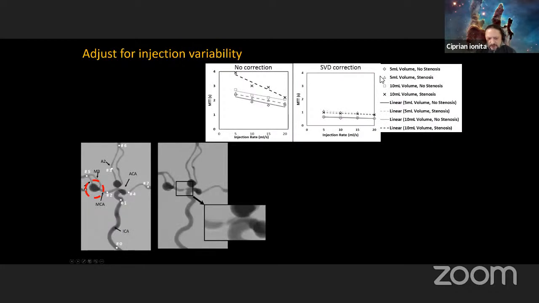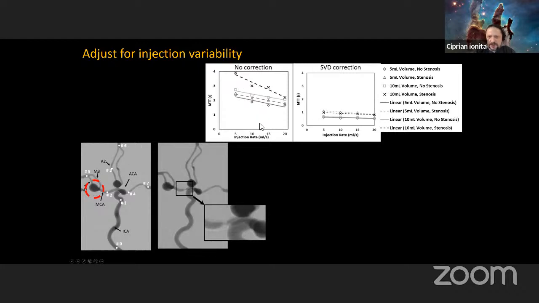Nobody is going to inject with an automatic injector in the same way, even in the same center. And across different centers, it is even more different. Let's say I have an automated injector and I use a 5 milliliter volume, and different injection rates of 5, 10, 15, and 20 milliliters per second. We're looking at this aneurysm. What are the mean transit times? There is a huge variation here.